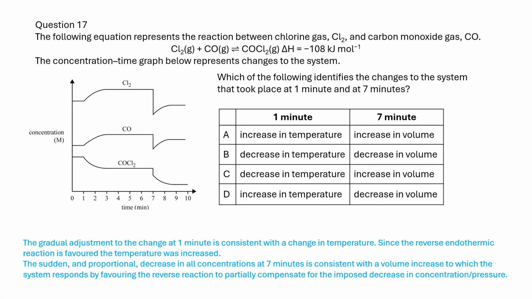At 1 minute, both concentrations of Cl2 and CO increase, and COCl2 decreases. This suggests that the reaction is moving backward. The forward is exothermic. So, temperature increases, and B and C are eliminated. At 7 minutes, all concentrations decrease sharply. This suggests that the volume of the system increases. So, D is eliminated and A is correct.